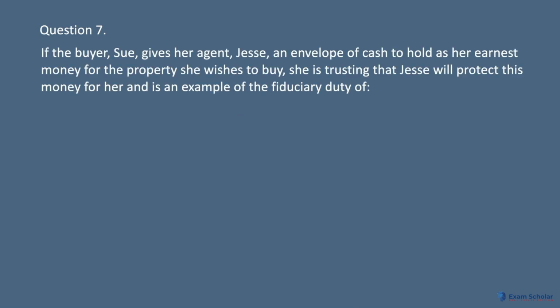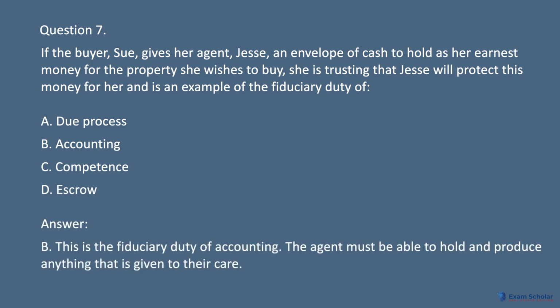Question 7. If the buyer, Sue, gives her agent, Jesse, an envelope of cash to hold as her earnest money for the property she wishes to buy, she is trusting that Jesse will protect this money for her and is an example of the fiduciary duty of A. Due process. B. Accounting. C. Competence. D. Escrow. Answer. B. This is the fiduciary duty of accounting. The agent must be able to hold and produce anything that is given to their care.